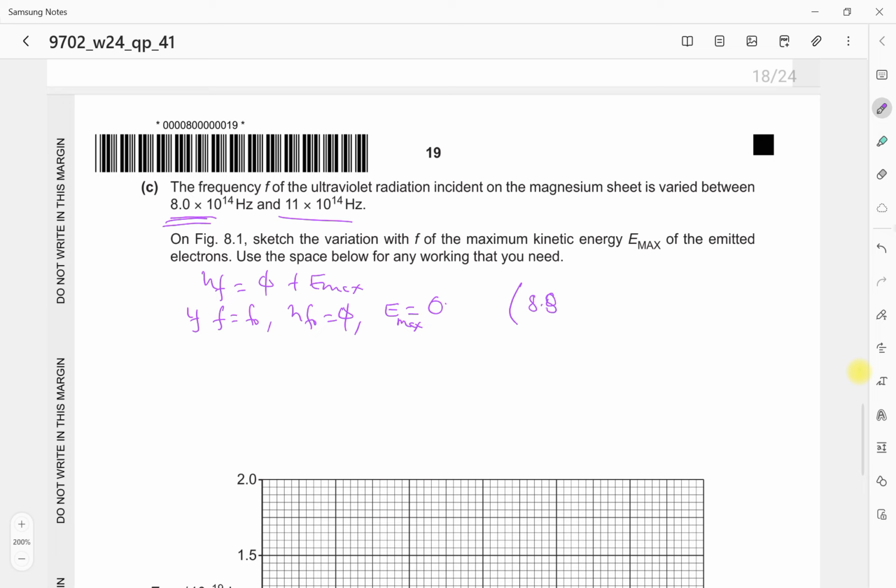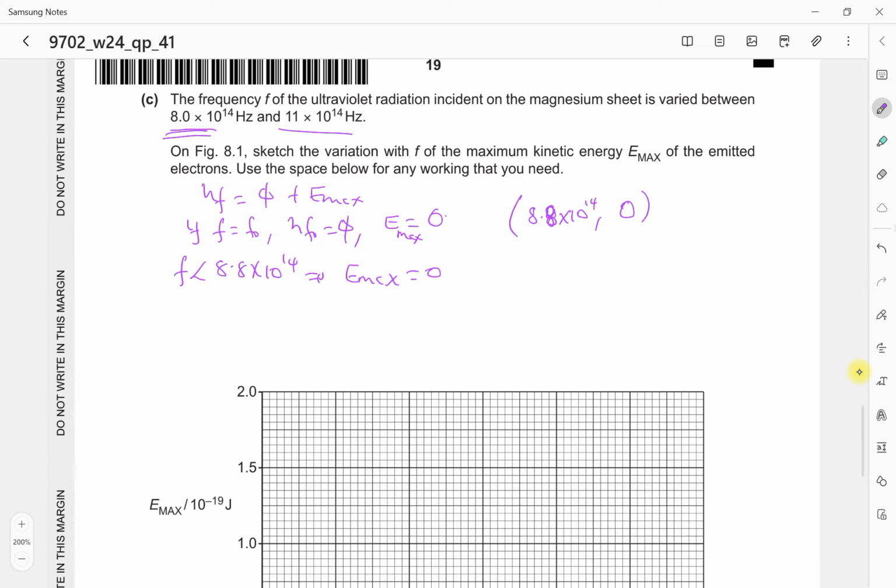I mean 8.8. It was 8.8. The threshold was 8.8, so 8.8 times 10 to the power of 14 and then 0. It means anything below 8.8 is going to be 0 kinetic energy. So F less than 8.8 times 10 to the power of 14 implies that maximum kinetic energy is going to be 0. That is below the threshold. Then, of course, the maximum for F equals 11 times 10 to the power of 14 hertz.